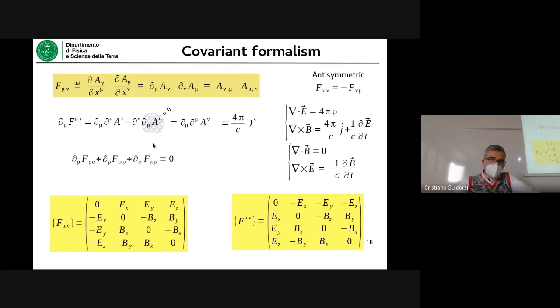So if you consider both, this one here and this one here, you get all of the 4 Maxwell equations in terms of covariant relations. So this is a covariant formulation of Maxwell equations. Extremely powerful.